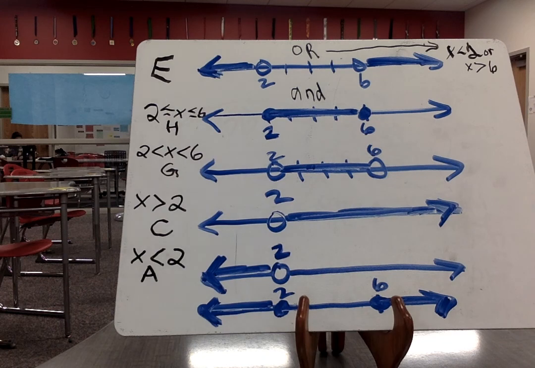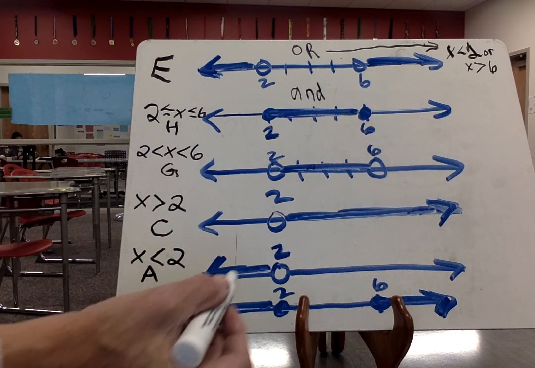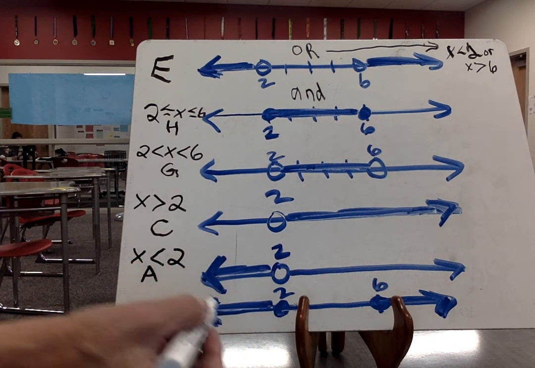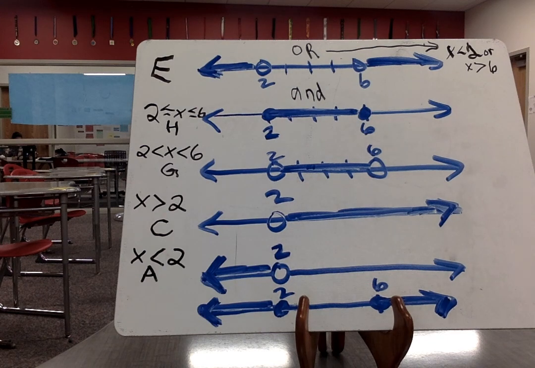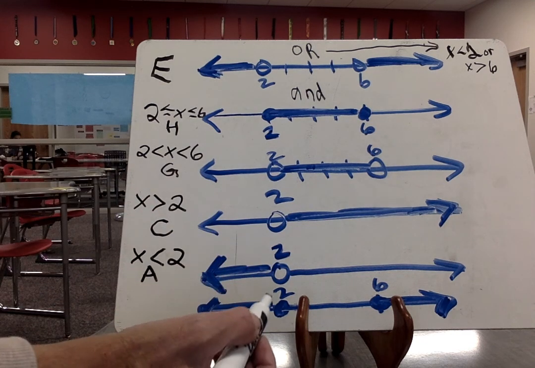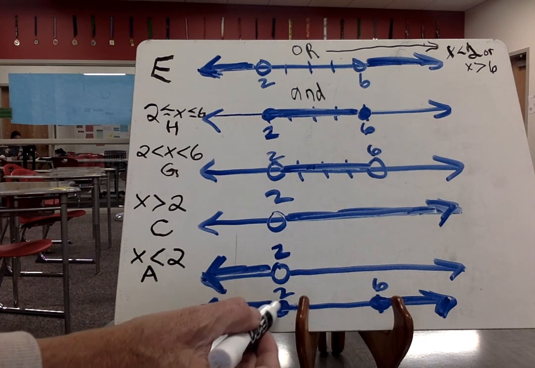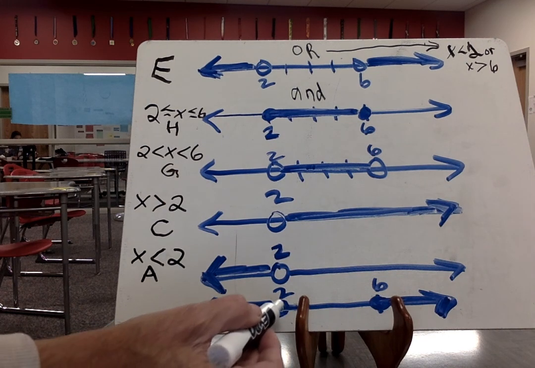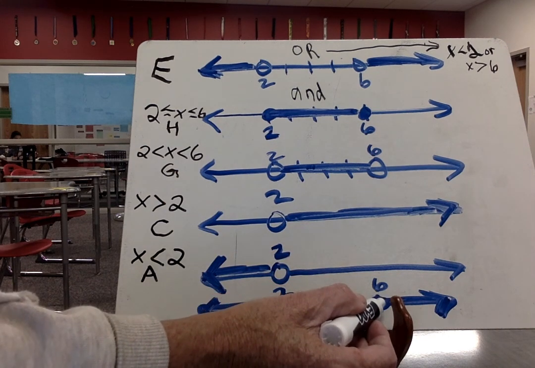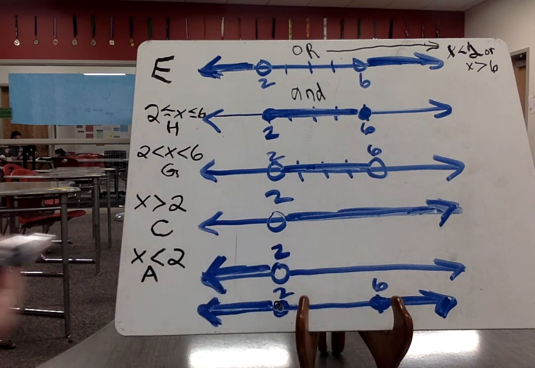Next, we have, looks like X is less than 2 or X is greater than 6. So we look up there and we see that these are included, so it's less than or equal to 2, or X is greater than or equal to 6. So it's included in both of those, and that would be F.